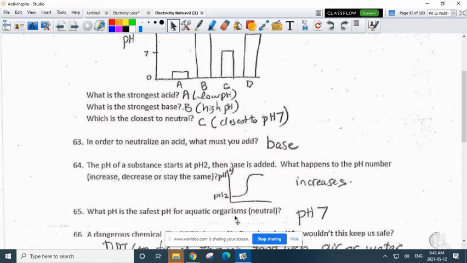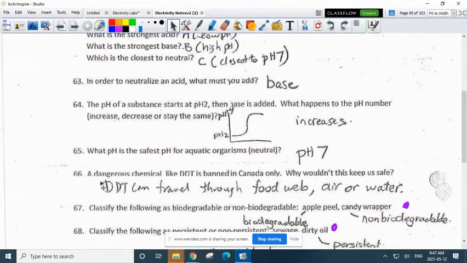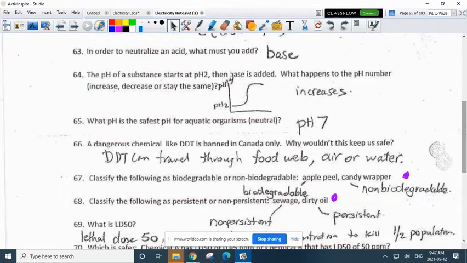What pH is the safest for aquatic organisms? That would be pH 7. A dangerous chemical like DDT is banned in Canada only. Why wouldn't this keep us safe? Because DDT can move through the food web, air, or water. So it's got to be a worldwide ban in order to accomplish that. It's a global problem.